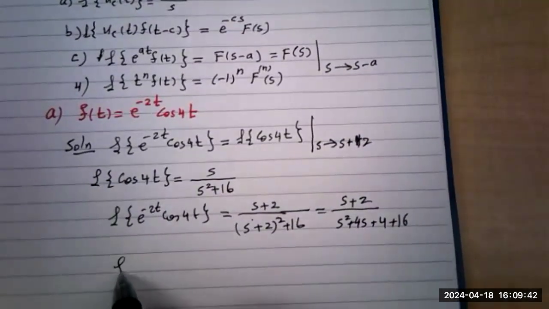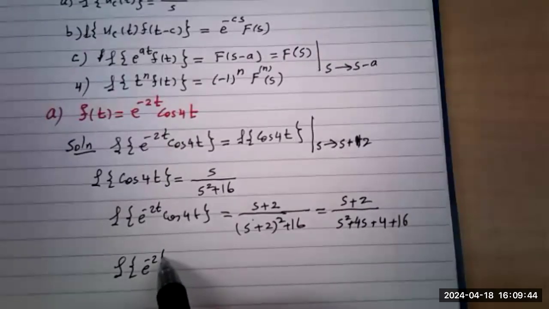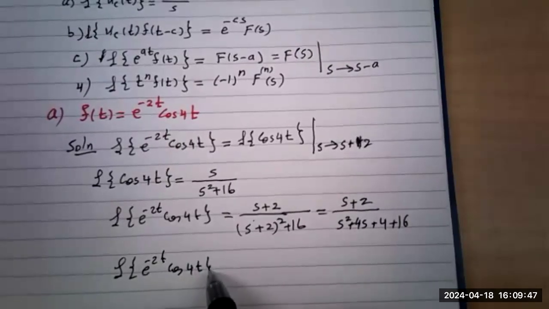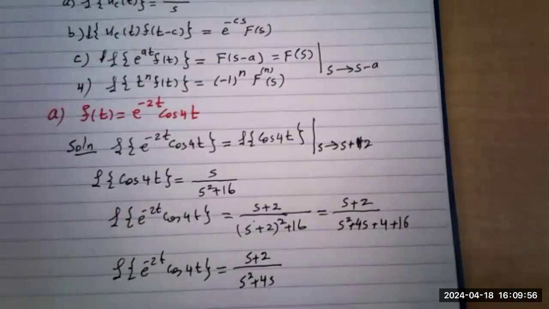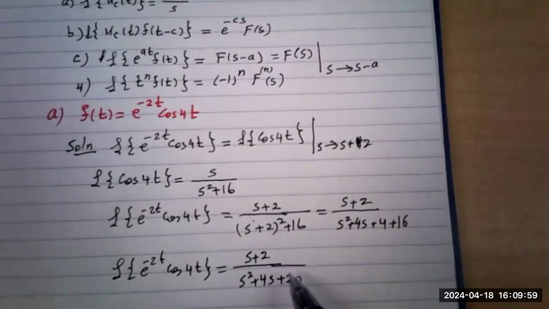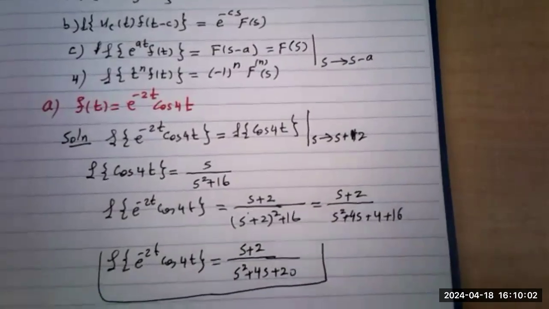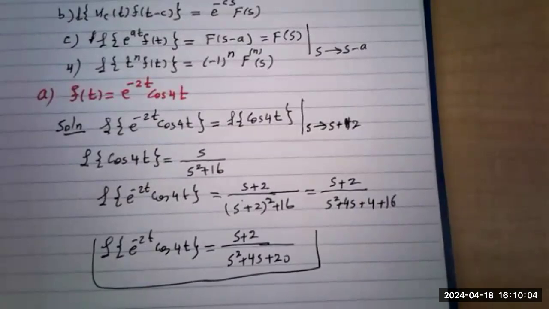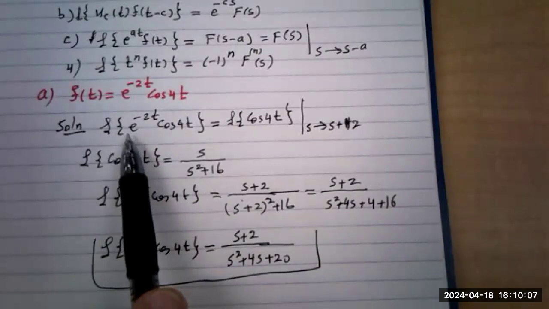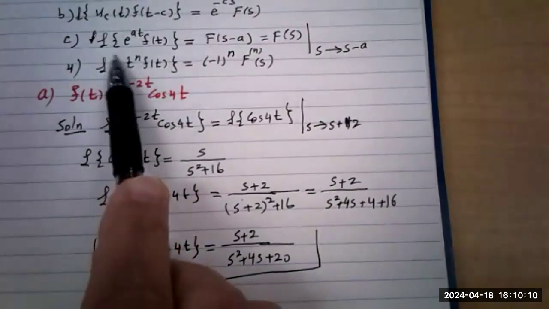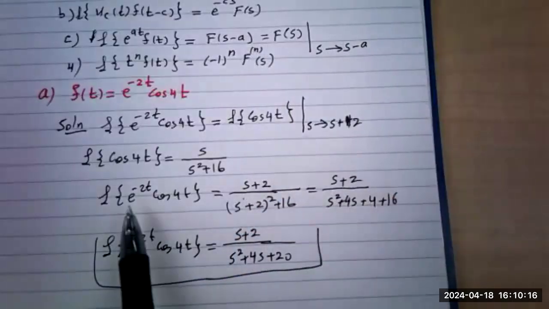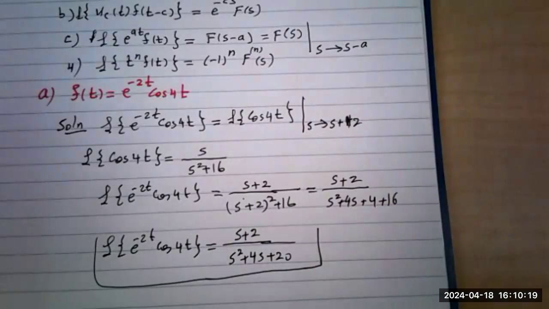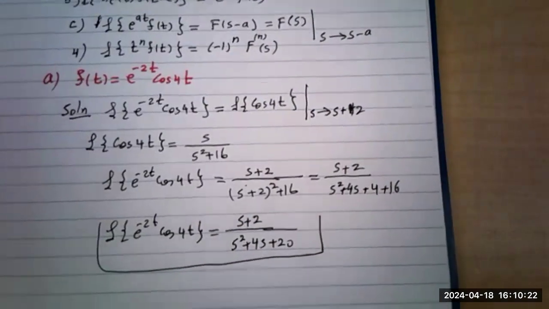So the final answer would be the Laplace of e to the negative 2t cosine of 4t is simply equal to s plus 2 on the top, and s squared plus 4s plus 20 on the bottom. Done. So this would be the final answer. Okay, any question? The key is, as soon as you see this factor, it's a translation theorem. You just find the Laplace of the function and you change the s into s minus a. This is a negative 2, so s minus negative 2 would be s plus 2. Okay, that's type 1.